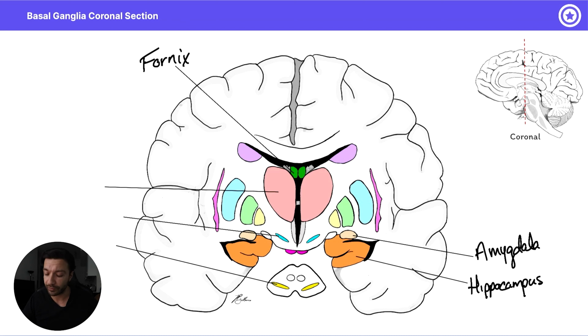Now moving on, we have these two very large structures right at the center. And you'll probably recognize these from the previous video. These are our thalami, together making up the thalamus. And remember, we have that little interthalamic adhesion connecting the two. And then below the thalamus, or sub, we have the subthalamic nuclei.